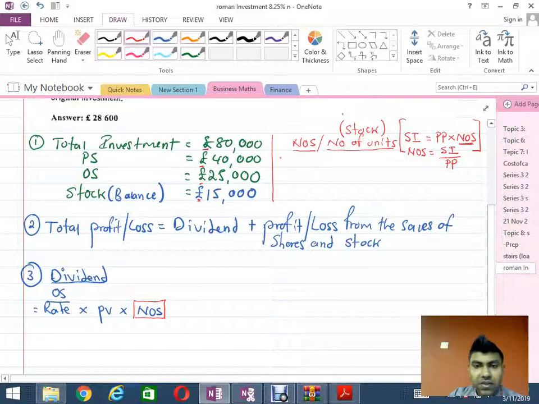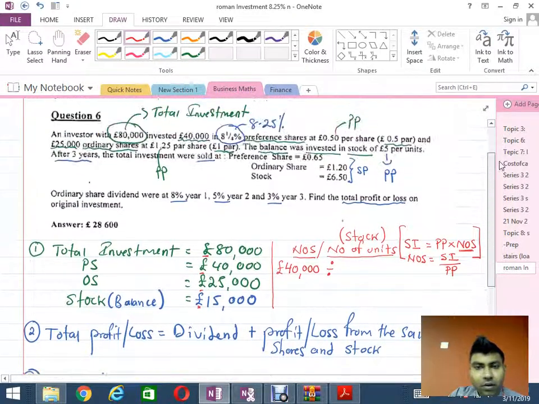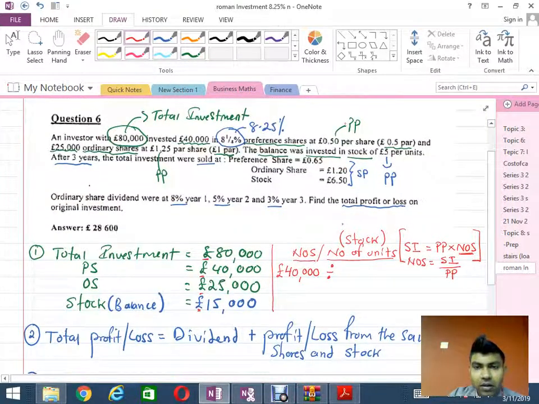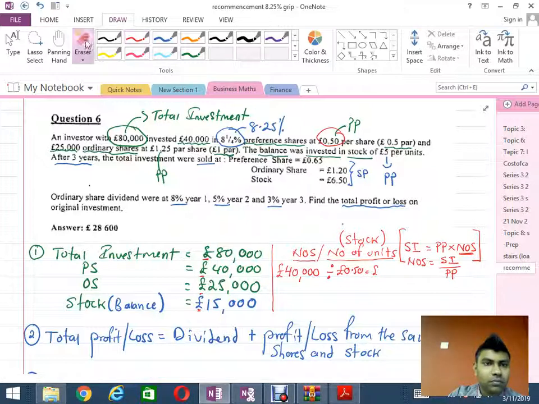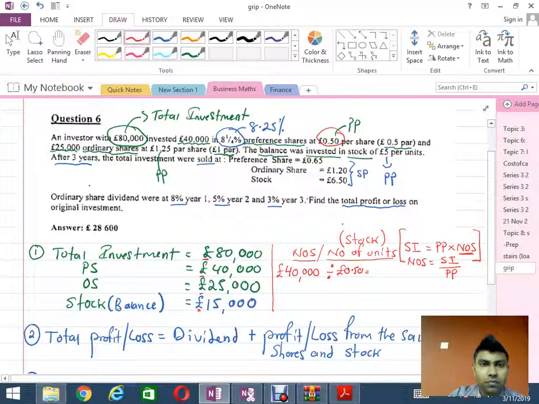So first one, you take the 40,000 divided by what? What is the purchase price for preference share? Go back to the question. 50 cents there. So 0.5. So you get 80,000 shares.